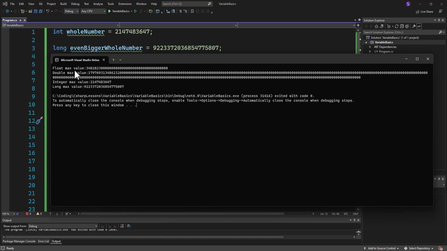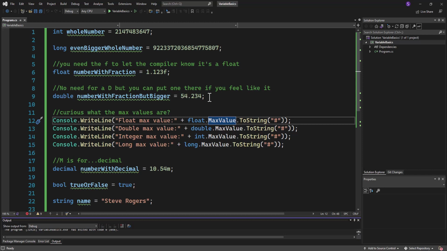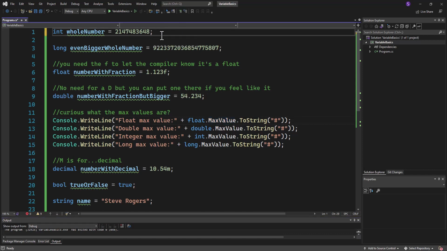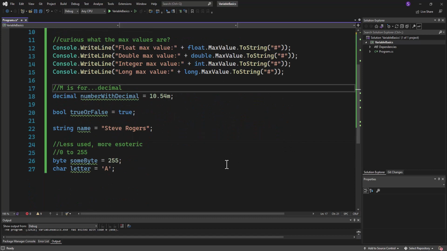And you can see clearly that float is smaller than double, integer is smaller than long. That's the main thing you need to learn. I would not memorize the maximum values. That is rarely, if ever, a thing you need to worry about, because if you actually go over or under, the compiler will let you know that you've made a mistake. So I would not memorize that. It's just a piece of trivia.